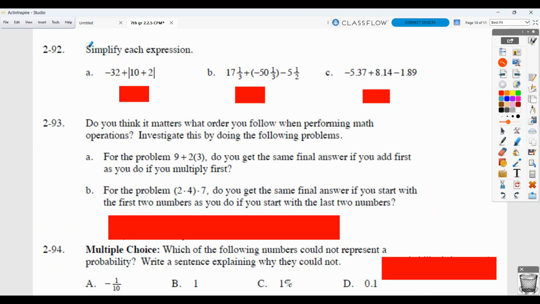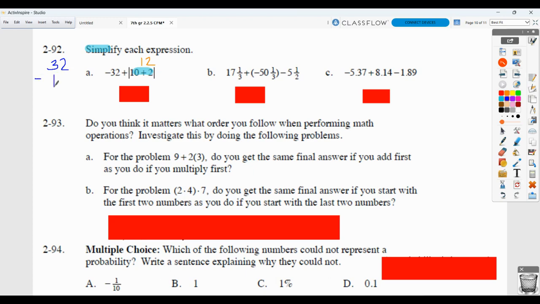So remember that when you see absolute value, it's representing distance. So 10 plus 2 would be 12. Absolute value of 12 is 12. Then we have a negative 32 and a positive 12. Remember that when you're adding values that have opposite signs, one way to do it is to subtract them and carry the sign of the number that has more whole.